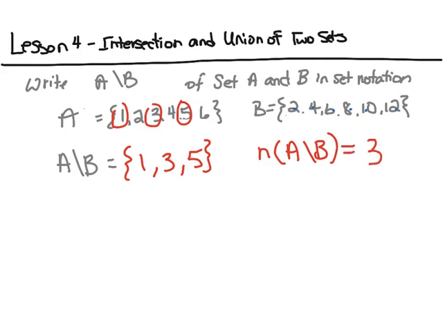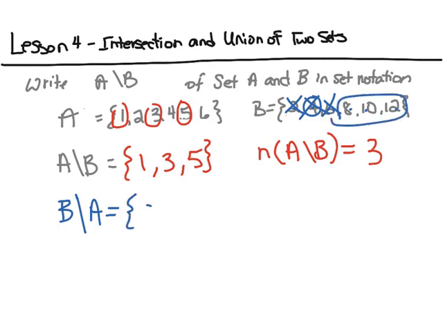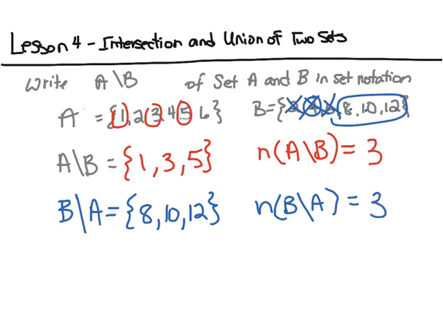Now we can do it backwards too. If we wanted to do B minus A, things in B but not in A, we'd have not 2, not 4, not 6, but 8, 10, and 12. So the number of B minus A would also be 3. So it goes both ways. It matters the order. Whichever one comes first, that's what matters. This is similar to complementary sets.